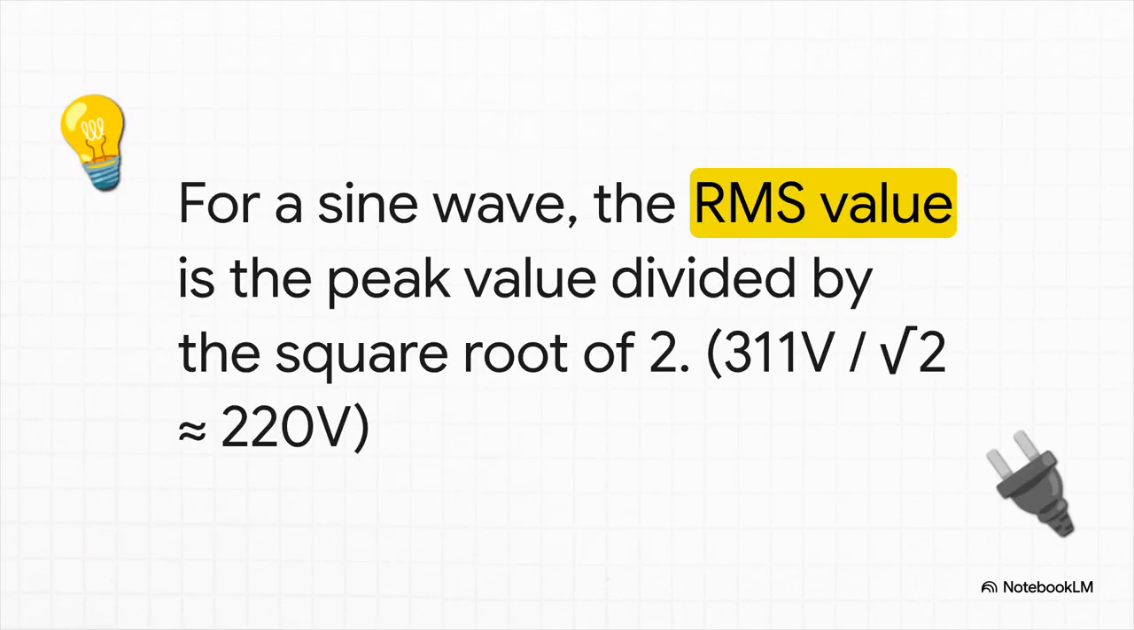And this brings us right back to our original puzzle and solves it beautifully. That 220 volts you see everywhere, that's the RMS value. It's the effective power. And it's derived directly from that physical peak of 311 volts just by dividing by the square root of 2. Mystery solved.